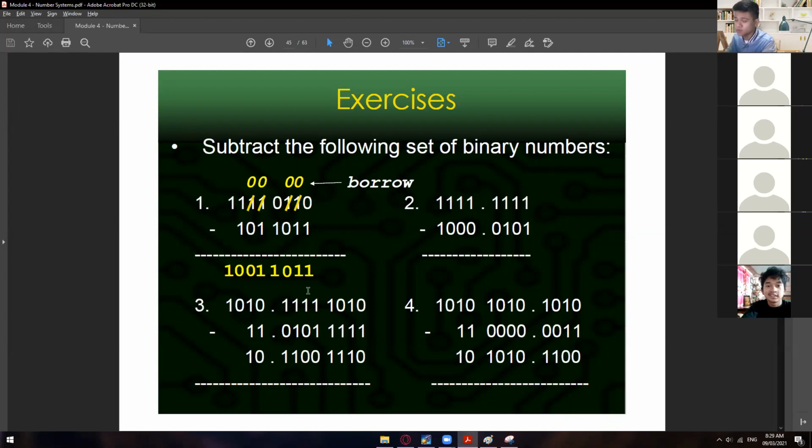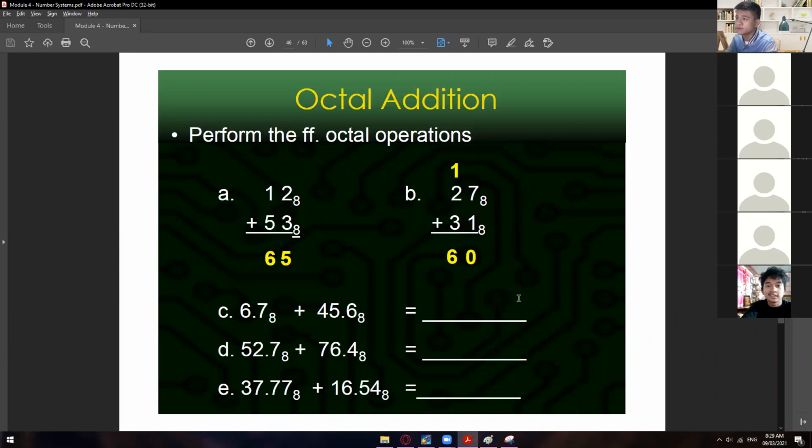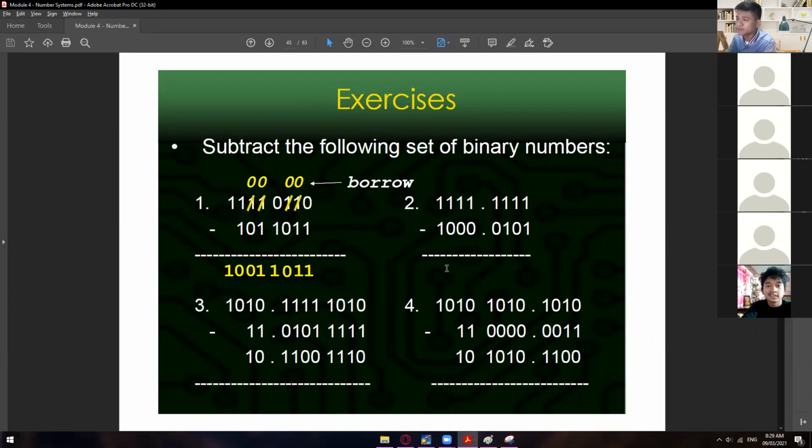Okay, so 2 and 3 will serve as your practice exercise. Okay, and you can send me a message if you want me to check your solution. So send it via Canvas or via Facebook. All right, so that's it for the binary subtraction.